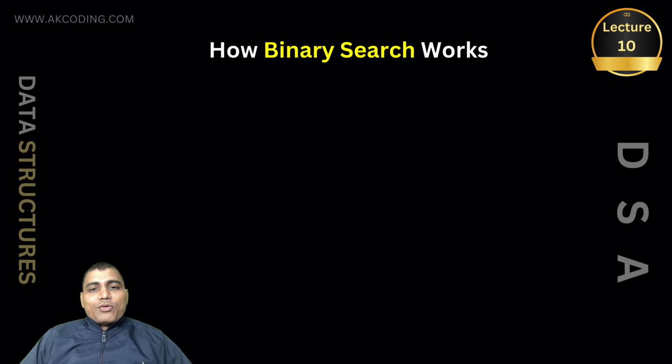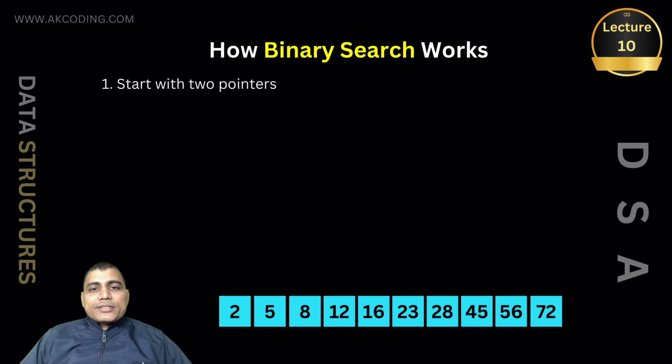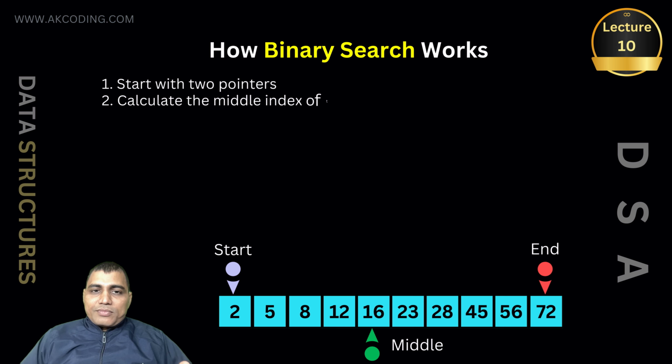Let's break it down step by step. Step number 1: start with 2 pointers, one at the beginning of the array and one at the end. Step number 2: calculate the middle index of the array. Step number 3: compare the middle element with the target value.